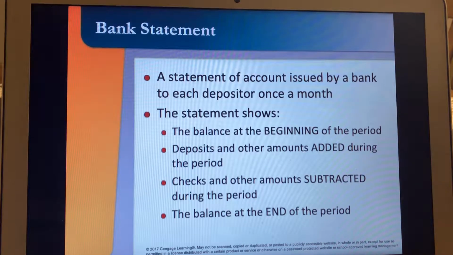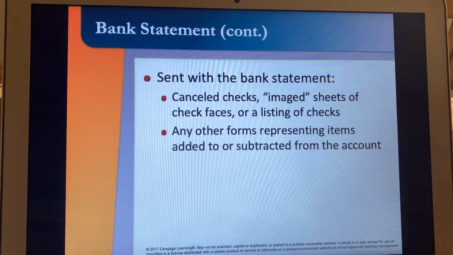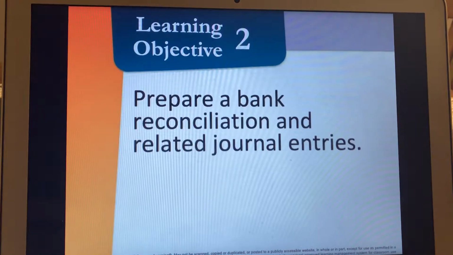Bank statement: a statement of account issued by a bank to each depositor once a month. The statement shows the beginning balance, deposits and other amounts added during the period, checks and other amounts subtracted during the period, and the balance at the end of the period. It's sent with the bank statement: canceled checks, image sheets of check faces, or a listing of checks, and any other forms representing items added or subtracted from the account.